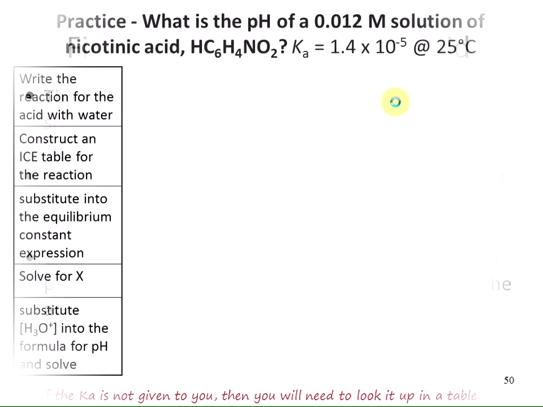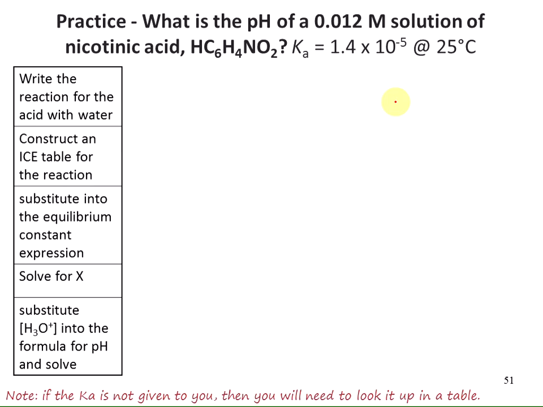So we're going to look at finding the pH of a 0.012 molar solution of nicotinic acid. They give us the formula for nicotinic acid and they give us the Ka. Now anytime that they give you a Ka, that's telling you that it's a weak acid. You don't have to know if it's a strong or weak acid. If they give you a Ka, you automatically know that it's a weak acid.